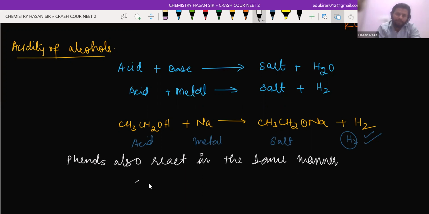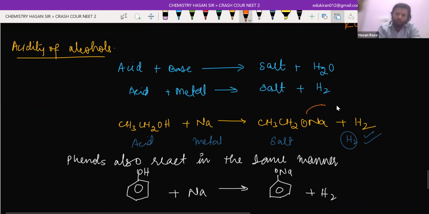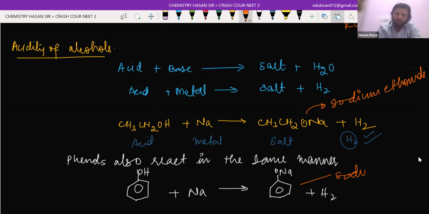That means basically if you have phenol like this, and you are going to react it with sodium, what will happen? A phenoxide ion will form, which is a salt, and hydrogen gas will be evolved. You can balance it on your own. So this is known as sodium alkoxide, or sodium ethoxide, we can say, because the ethyl group is there. So I'm going to write sodium ethoxide, and this is your sodium phenoxide, which is a salt. Is that clear? So it's very easy.